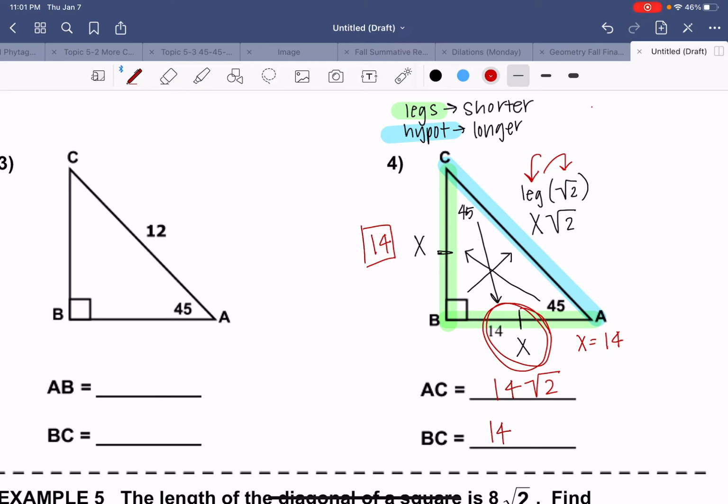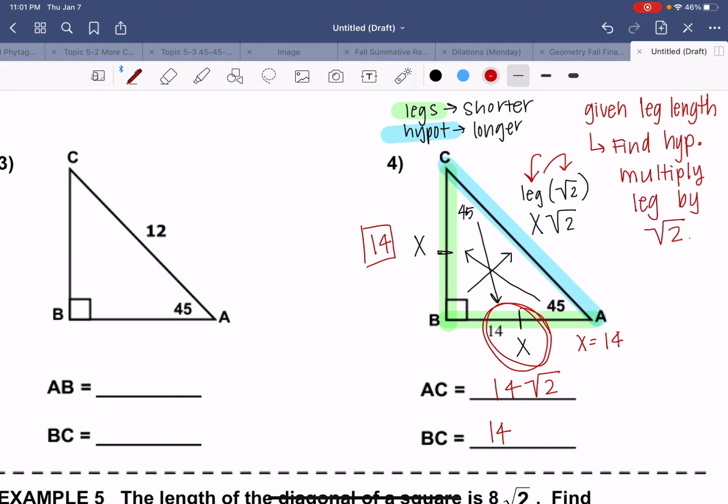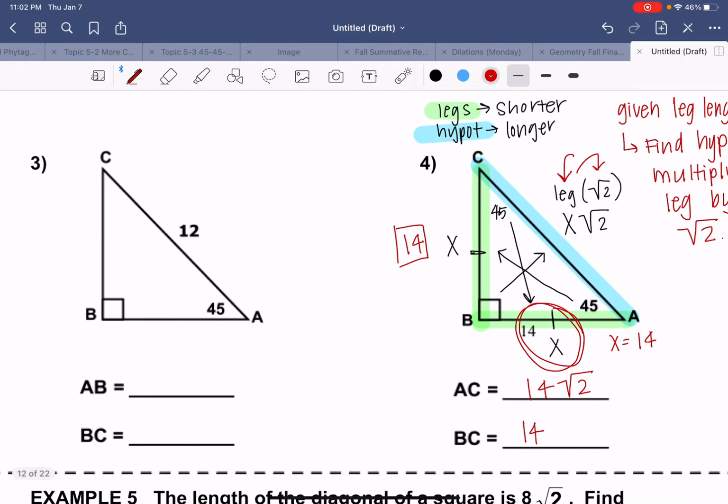So when given legs or leg length, and we want to find the hypotenuse, we want to just multiply leg by the square root of 2. Okay? So in example 3 right here, we're going to take it a step further, and this is going to give us, so when we're given a value for the hypotenuse.